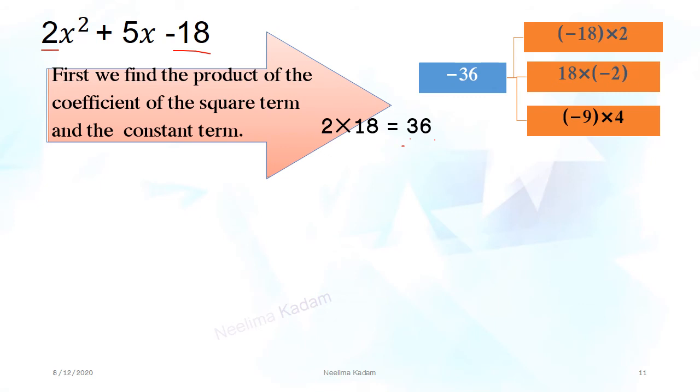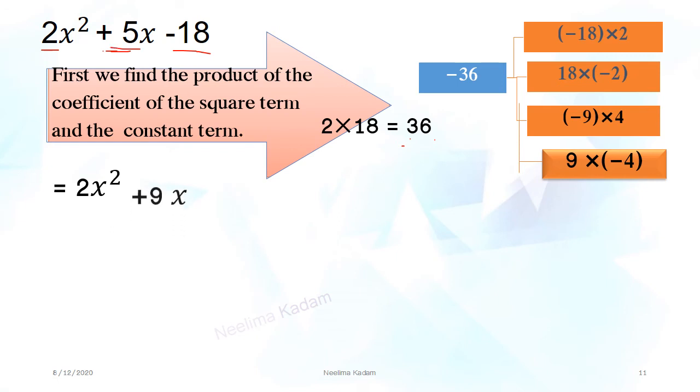Now what are the factors of minus 36? 18 into 2, minus 18 into 2 or 18 into minus 2, 9 into 4, therefore minus 9 plus 4, 9 into minus 4. Now which is correct? Plus 5 we want, therefore plus 9 minus 4, we will get plus 5. So let's write down 2x square, first term as it is, plus 5x we will split up as plus 9x minus 4x, and the last term as it is, minus 18.